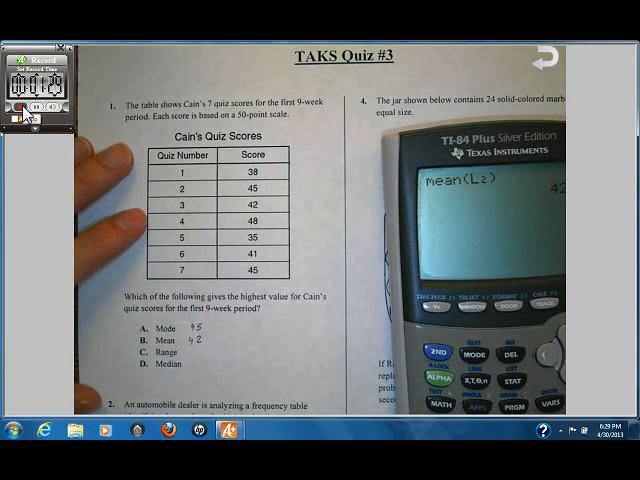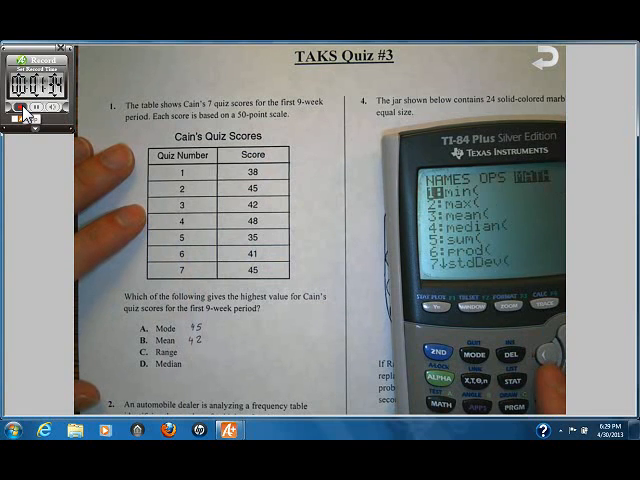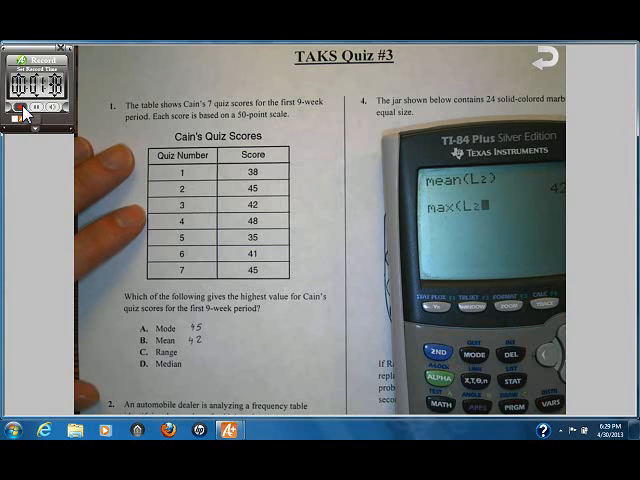Your range is, going back to your list command, the difference between the max of list 2 minus the min of list 2. Well, that's just 13, obviously not the highest.